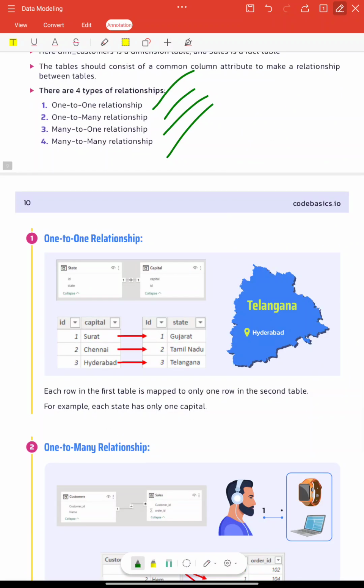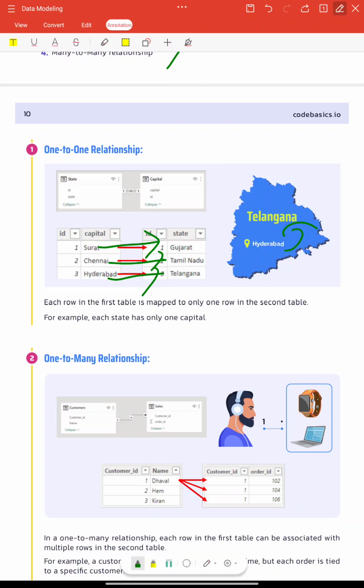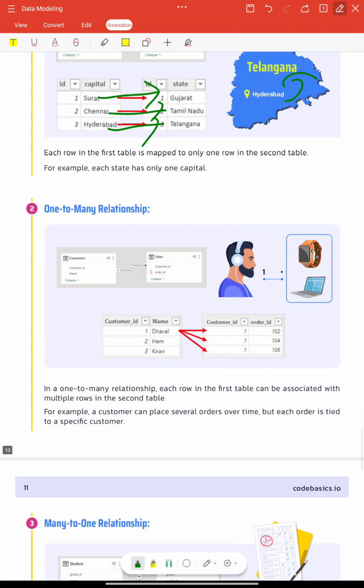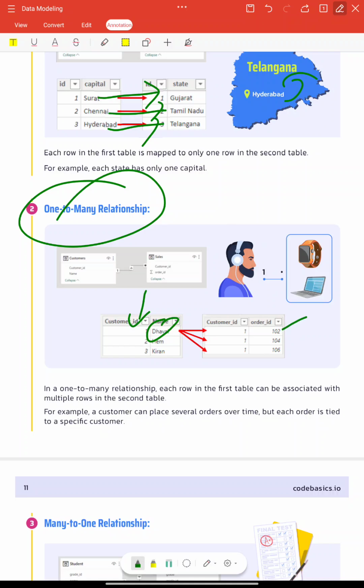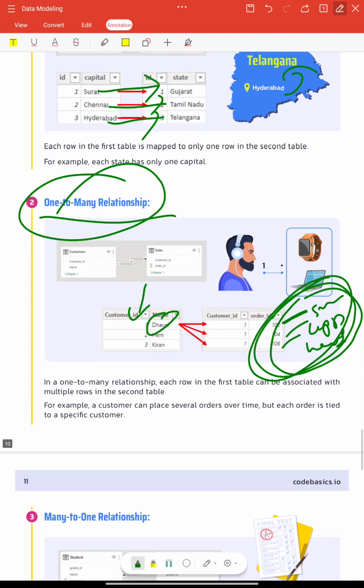One to one relationship is basically Hyderabad belongs to Telangana, Surat belongs to Gujarat, Chennai belongs to Tamil Nadu. These are one to one relationships. One to many: one customer ID, Dawal, has transacted three times, items 102, 104, 105. He bought a smartwatch, next a laptop, next headphones. So he did three transactions. This is a one to many relationship.